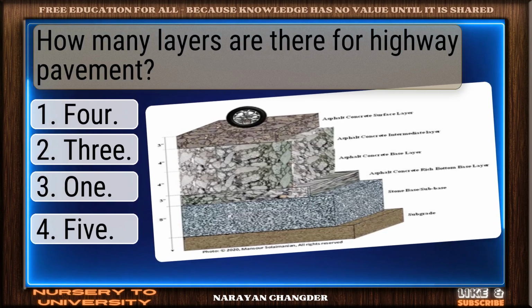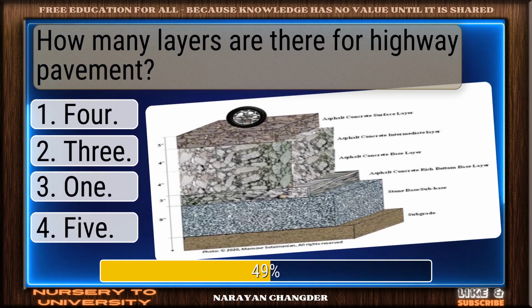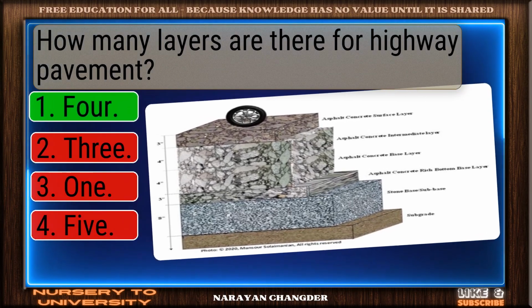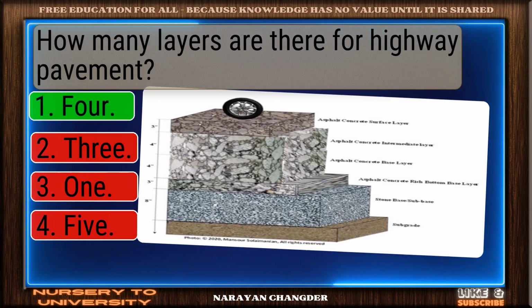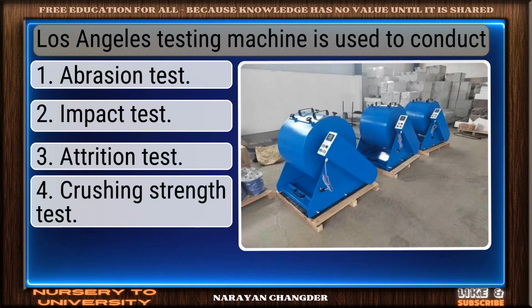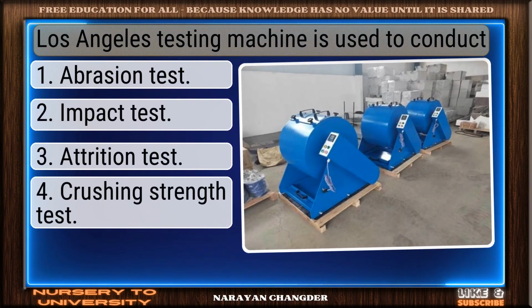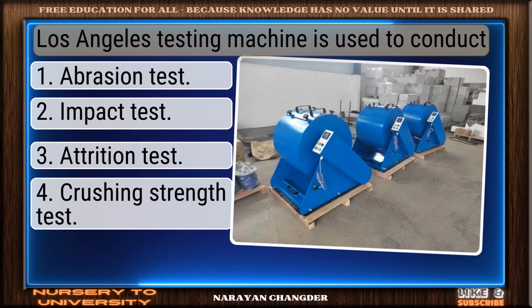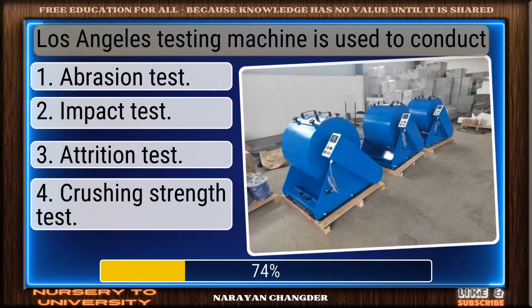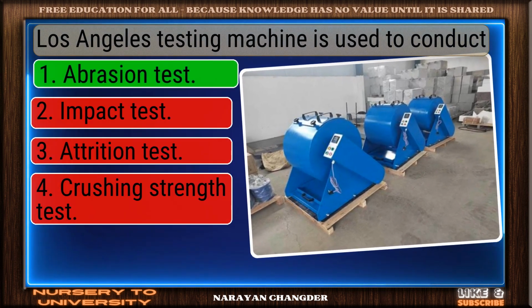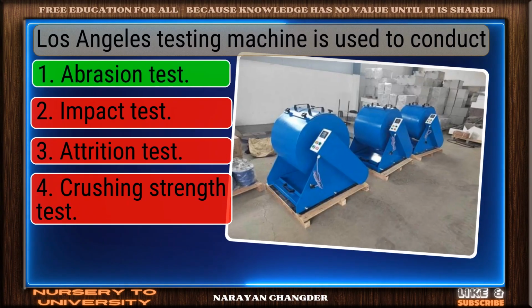How many layers are there for highway pavement? Exactly. 4 makes sense, and it is the right choice. Los Angeles testing machine is used to conduct... You got it. Your choice, abrasion test, is right.